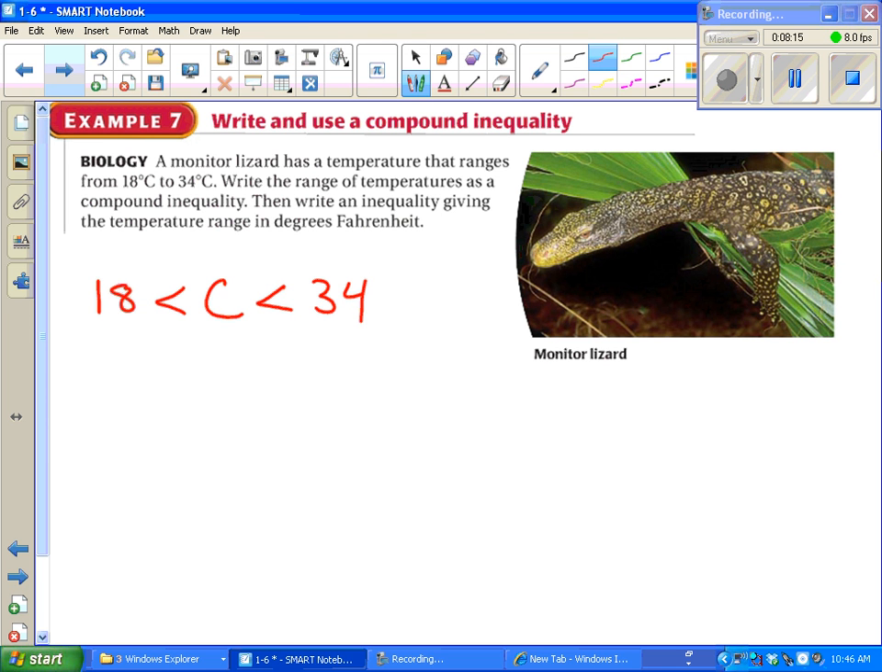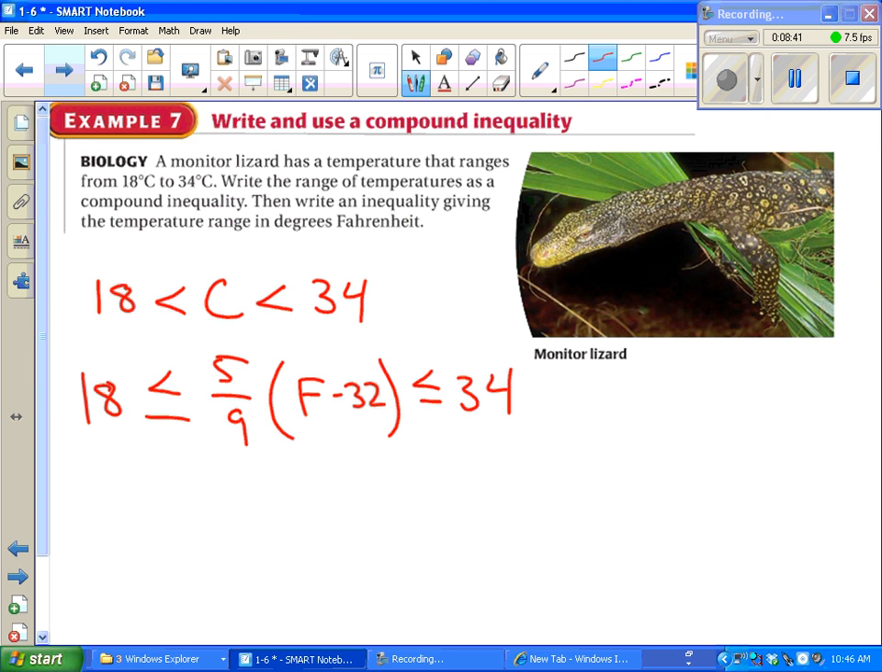Then we want to write an equation or an inequality giving the temperature range in degrees Fahrenheit. So we have to know how to convert from Celsius to Fahrenheit. That's not something I expect you to have memorized, but if you go back a couple lessons, it's one of the formulas I gave you. I'll give it again here. That's how you convert from Celsius to Fahrenheit. I should have put or equal to on both of those also, because we could be 18 degrees Celsius exactly.